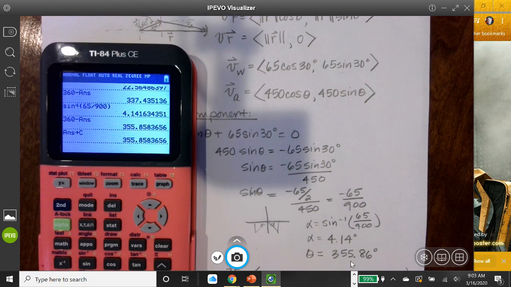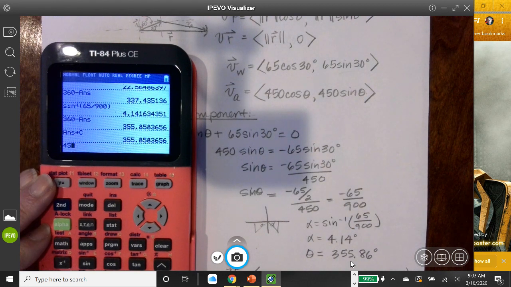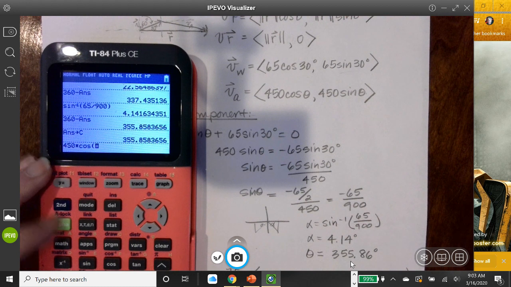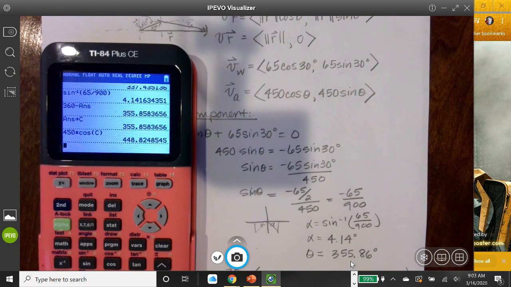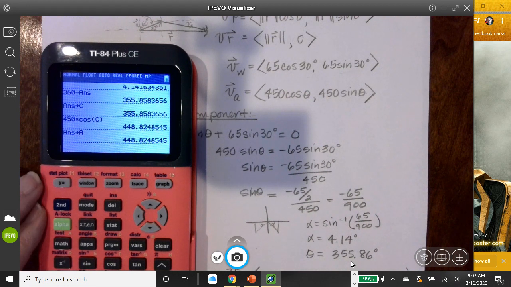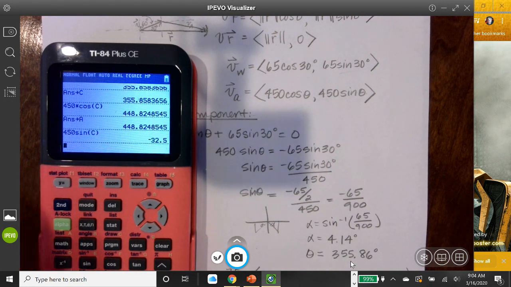So the velocity of the airplane is going to be 450 times the cosine of alpha C, which is 448.82. And I'm going to store that, stow alpha A, because that's the x component. And then I'm going to do 450 times the sine of alpha C, because that's where I put theta here. And that's negative 32.50.